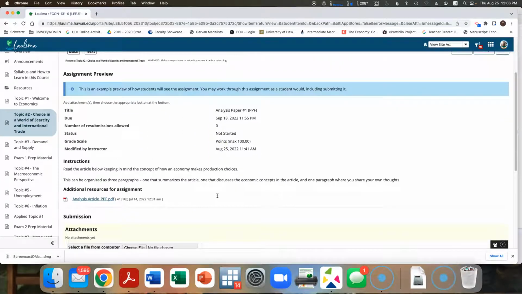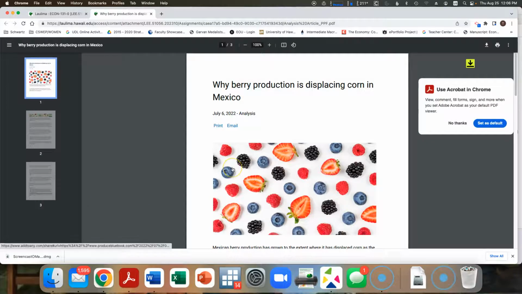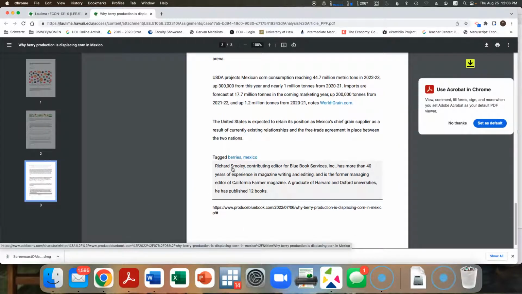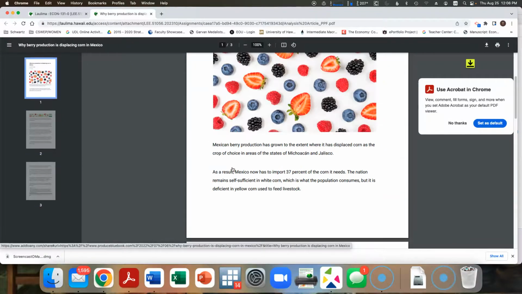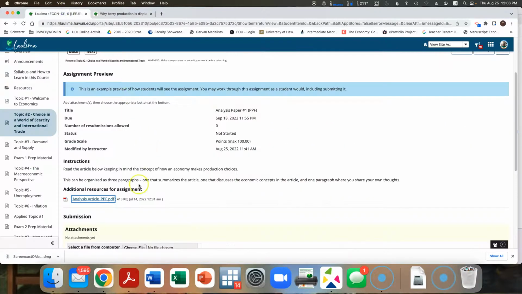So essentially what I'm asking that you do is that you basically structure a 3-paragraph analysis paper for me, after you've read the attached article. So you would read this article, right? It's pretty darn short here. And then you would write something. Now, what do you do?